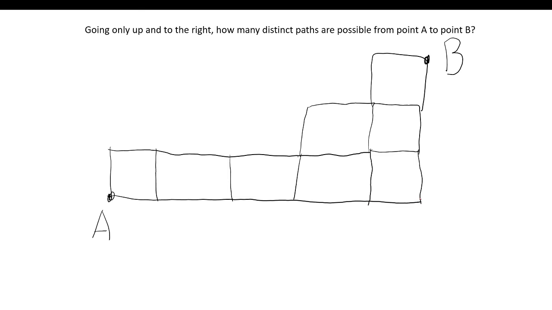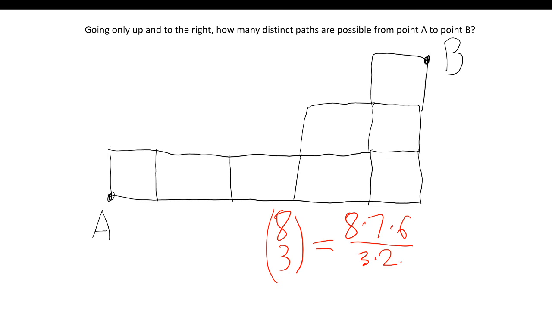1, 2, 3, 4, 5. And then we have 5, and then 1, 2, 3, so 5 plus 3 is just 8, right? And then you have 8, and then 1, 2, 3, so 8 choose 5 is the same as 8 choose 3, so we can just do 8 choose 3, and now we have 8 times 7 times 6 over 3 times 2 times 1, the 3 and the 2 cancel. 56.